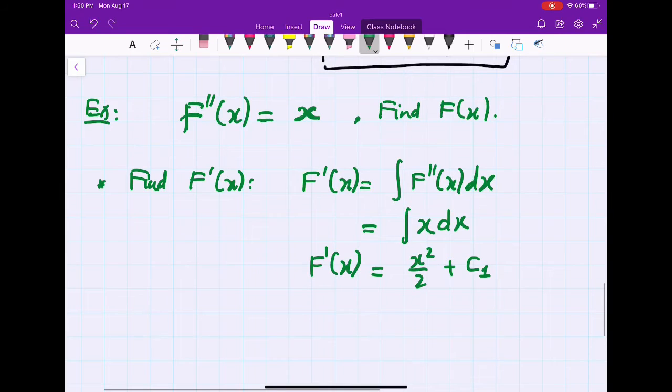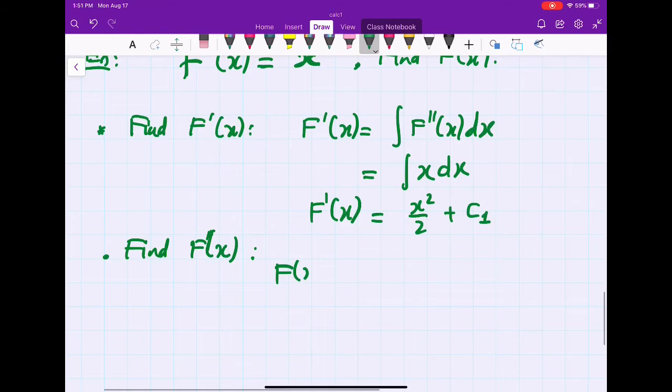So you see, if you know the second derivative, you can recover the first derivative, right? But in that case, we have one constant. Now, if you want to recover the function from the first derivative, you integrate one more time. Is that correct? So let's find f of x. We see that f of x is the antiderivative of f derivative, right?